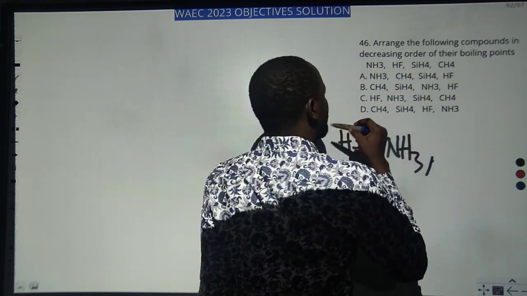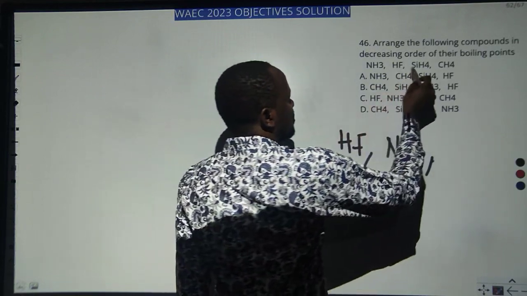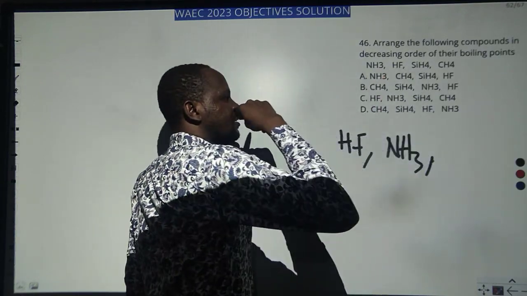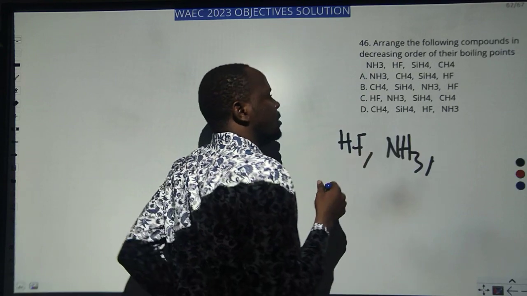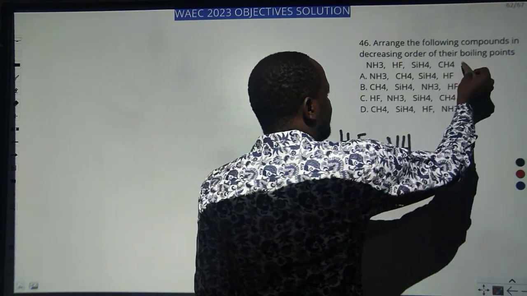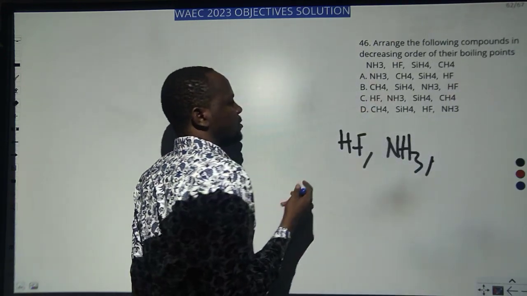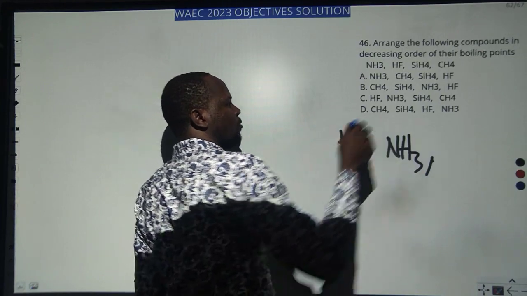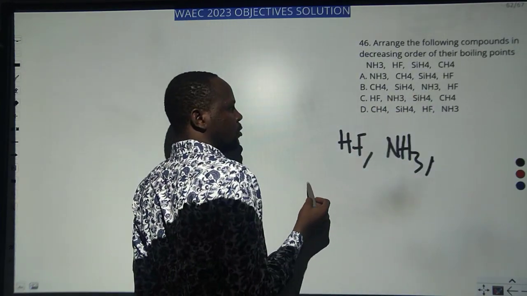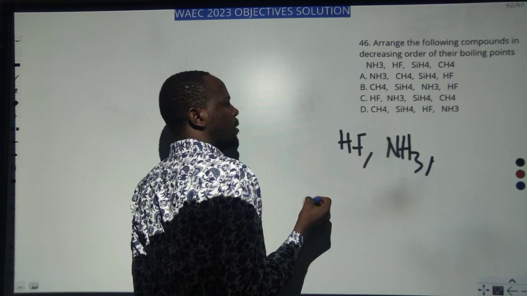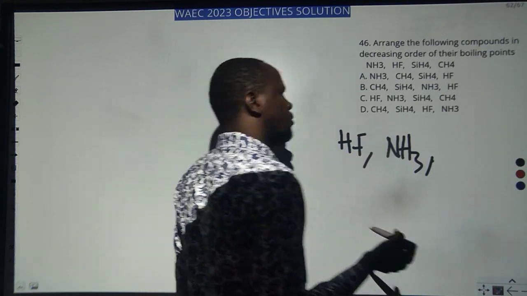So you have two other ones. What are the two other ones? You have silicon hydride, that is silane, the way we call it, and you have this guy, CH4. CH4 is methane. Two of them are having weak force, which is an example of covalent force.